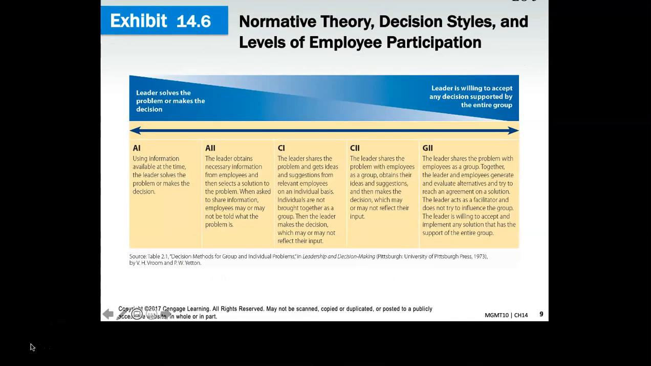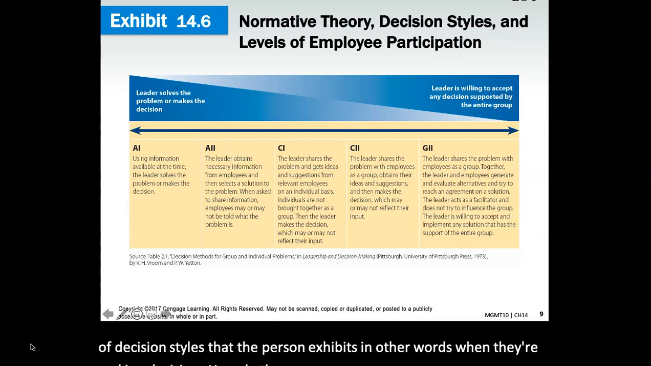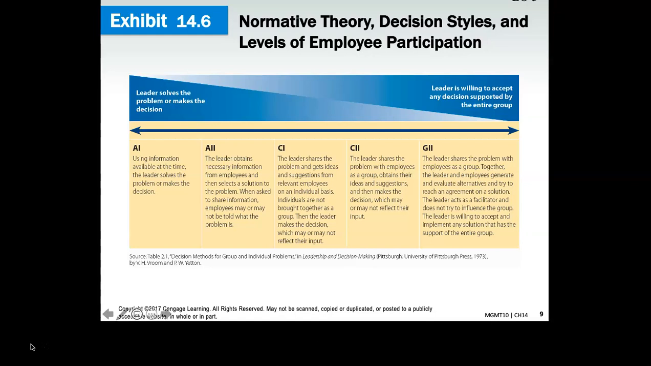Sometimes leadership styles are looked upon and determined by the types of decision styles that the person exhibits. In other words, when they're making decisions, how do they or who do they get involved? If you take a look at this continuum here, where to the left, the leader solves the problem or makes the decision solely by themselves, they would be more of that A1. Whereas someone who is willing to accept any decision that's the best decision and supported by the entire group of people that they're managing would be in the G2 section, where they actually share the problem with the employees as a group. And then, of course, there's places in between those two styles.